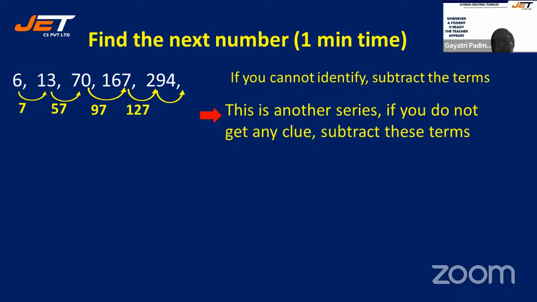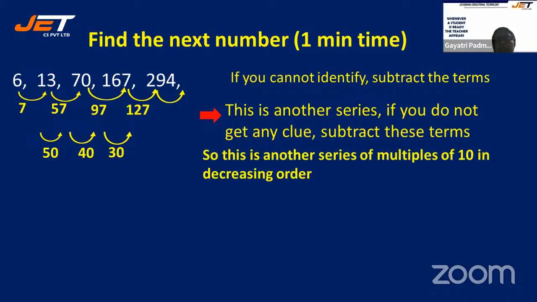So the next must be, this is another series. If you do not get any clue, subtract these terms. Let us again subtract it, bring down the difference. 57 minus 7 is 50. 97 minus 57 is 40. 127 minus 97 is 30. So see, it goes down in terms of tens, right? So in multiples of tens, it is in decreasing order. So 50, 40, 30, next must be 20.